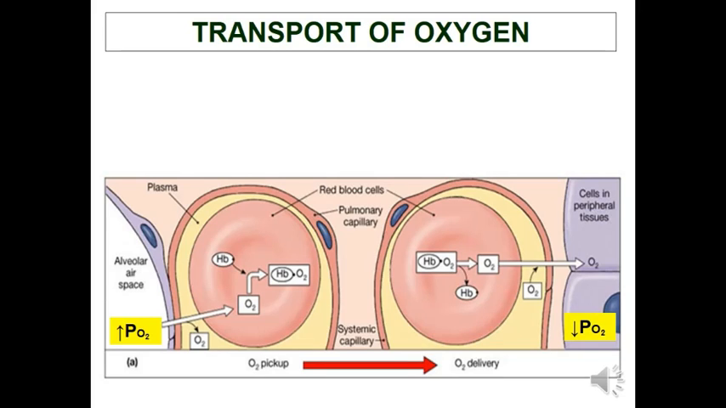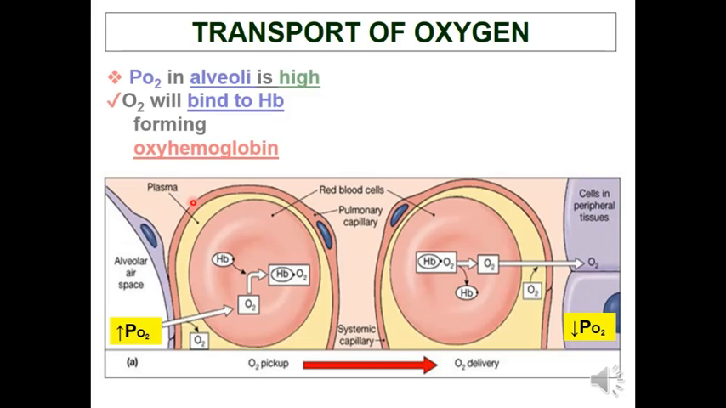Transport of oxygen. First, this diagram shows the alveolar space, and this is the blood capillaries. The alveoli have a high partial pressure of oxygen, and oxygen will diffuse out into the blood capillaries and combine with hemoglobin to form oxyhemoglobin. Here is the oxygen pickup.